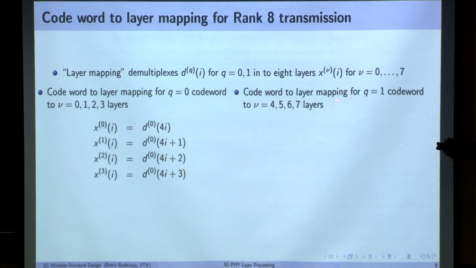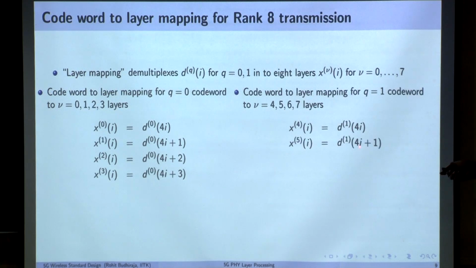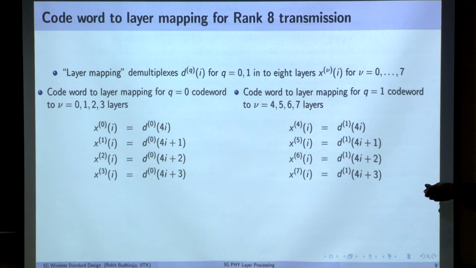Now what is the difference between this and this? Q is equal to 1. That's the notation for the second transport block. And what are we calling? See, the new index now runs from 4, 5, 6, 7, because it is the index for the rest of the 4 layers. That is the only difference. X4 of i, D1 of i, that's all. D1 and X4: fourth layer and the second transport block. Then it runs, the first symbol, second symbol, fifth layer, sixth layer, seventh layer. That's all.